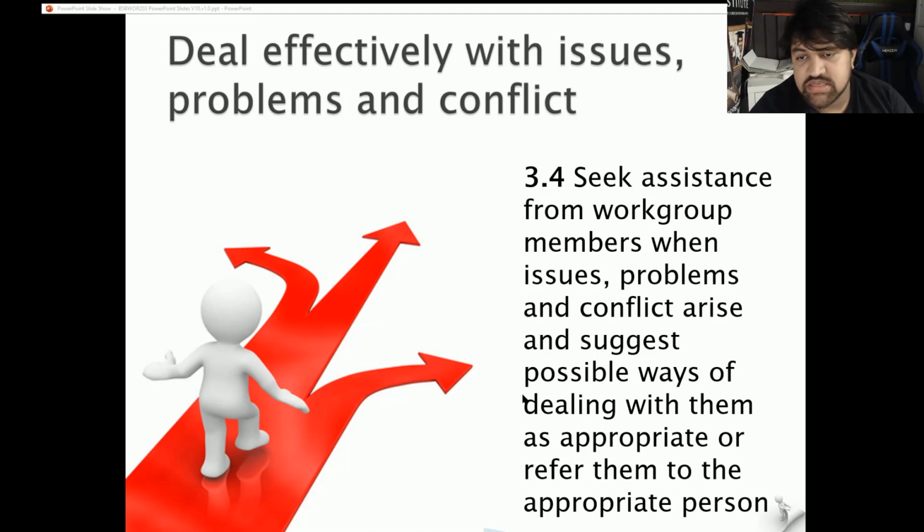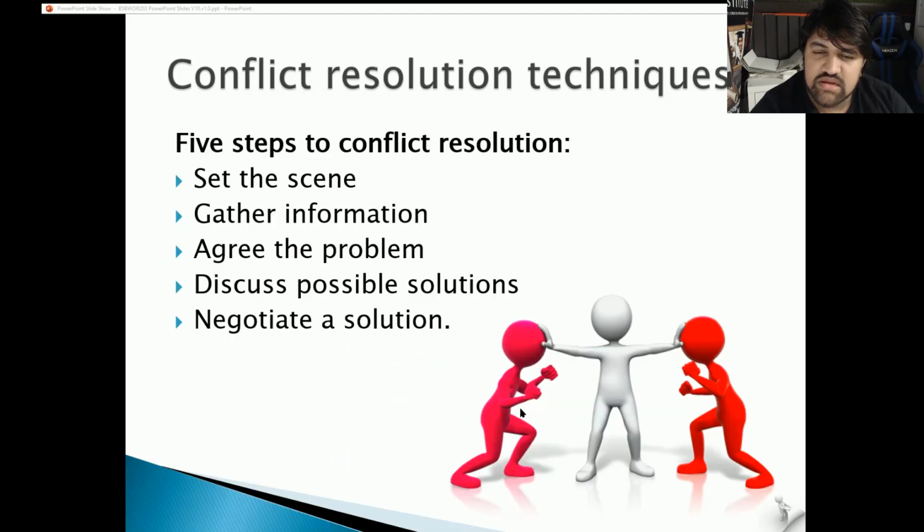3.4. Seek assistance from workgroup members when issues, problems and conflicts arise, and suggest possible ways of dealing with them as appropriate, or refer them to appropriate person. Conflict resolution techniques. 5 steps to conflict resolution. Set the scene. Gather information. Agree that there is a problem. Discuss possible solutions. And negotiate a solution.